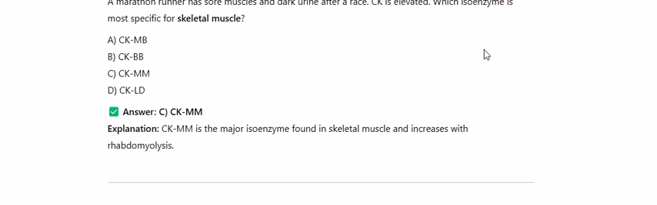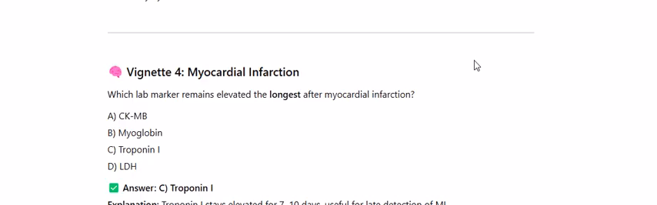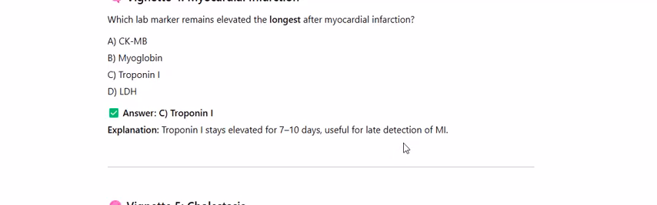Vignette 4: Myocardial infarction. Which lab marker remains elevated the longest after myocardial infarction? A. CK-MB, B. Myoglobin, C. Troponin I, D. LDH. Answer C. Explanation: Troponin I stays elevated for 7 to 10 days, useful for late detection of MI.